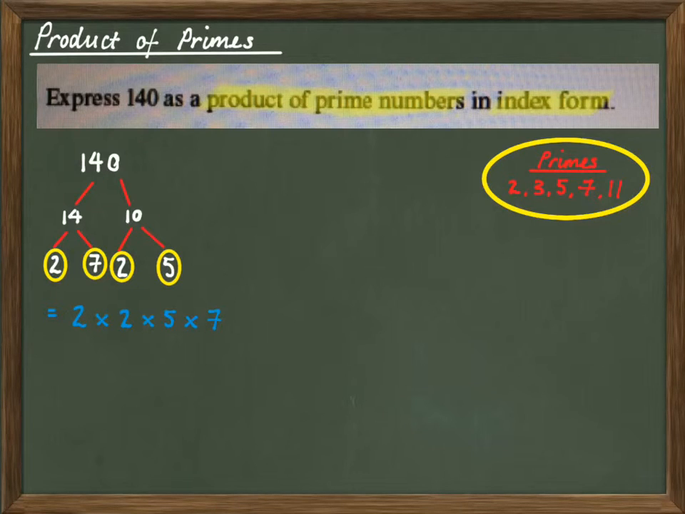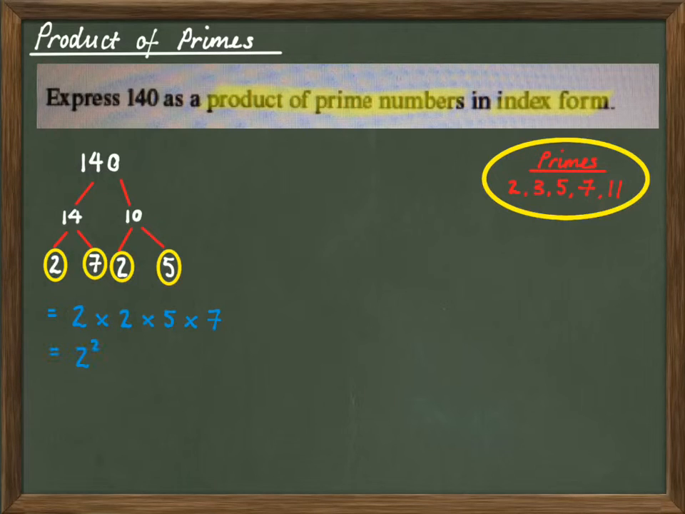Now this is where index form comes in. If it didn't say index form, that's fine. Index form is going to be using indices, obviously, okay? So if one number appears more than once, you can write it in index form. So is there a number in that list which happens more than once? Well, 5 happens once, 7 happens once, no, but 2 happens twice.